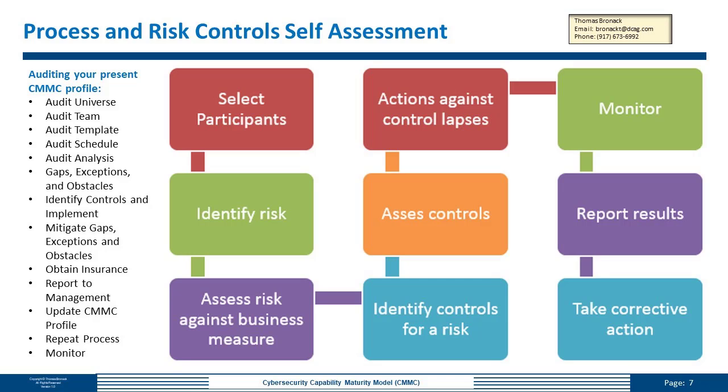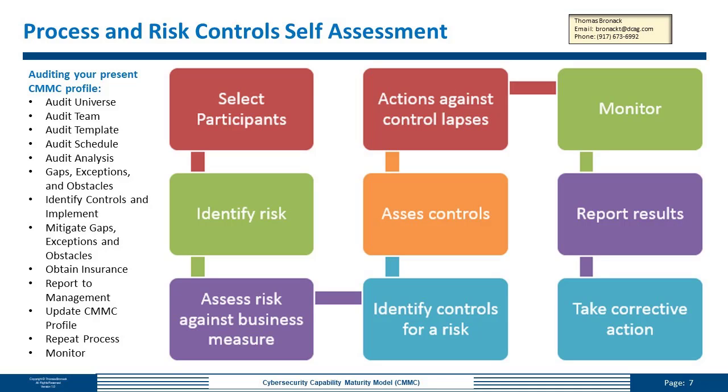Auditing your present CMMC profile will include the following steps. Define your audit universe by identifying the laws and regulations your company has to adhere to, both domestically and internationally. Assemble an audit team. Define an audit template for every type of audit you plan to perform. Develop and activate your audit schedule. Identify gaps, exceptions, and obstacles.